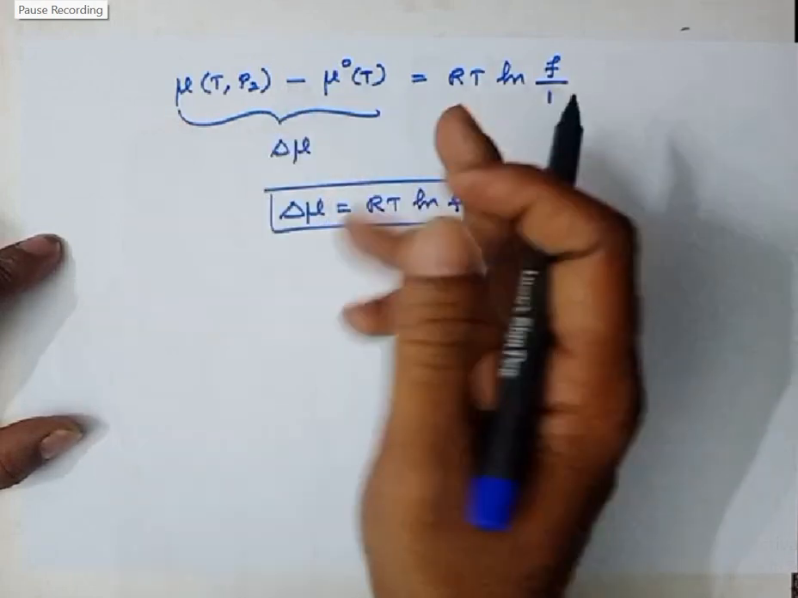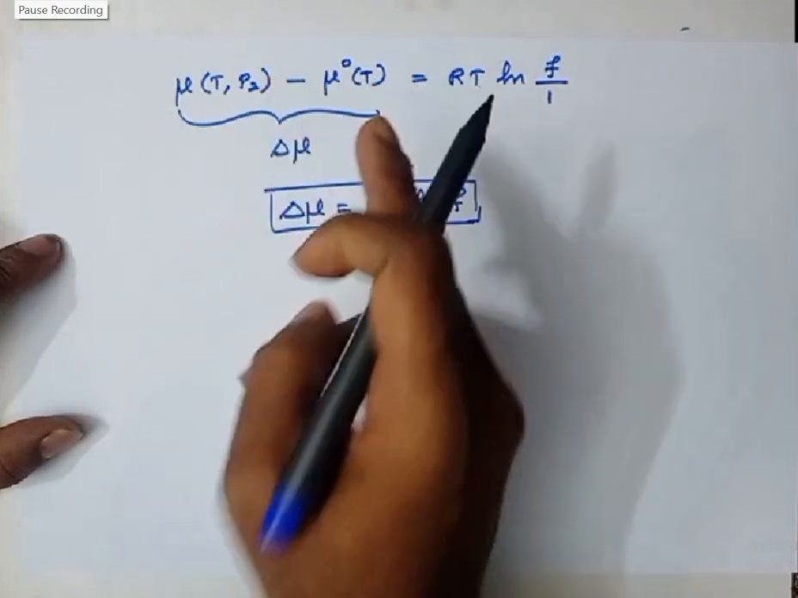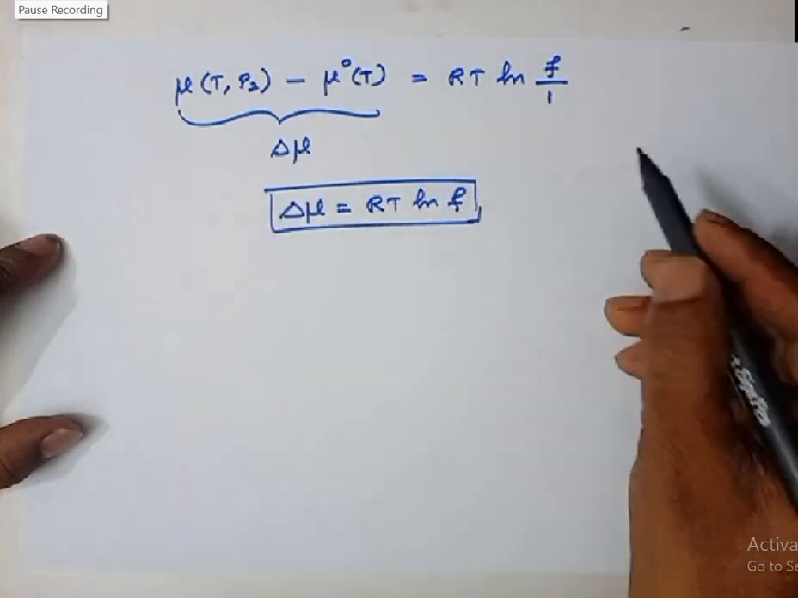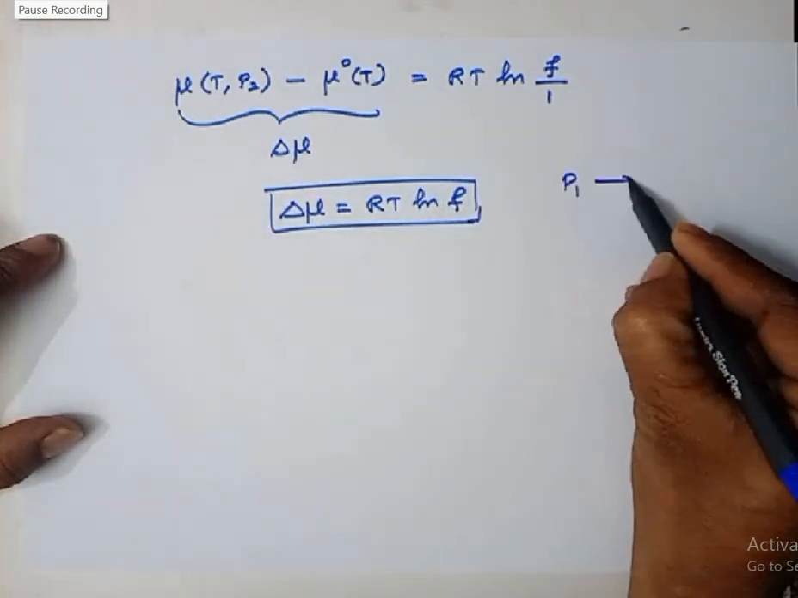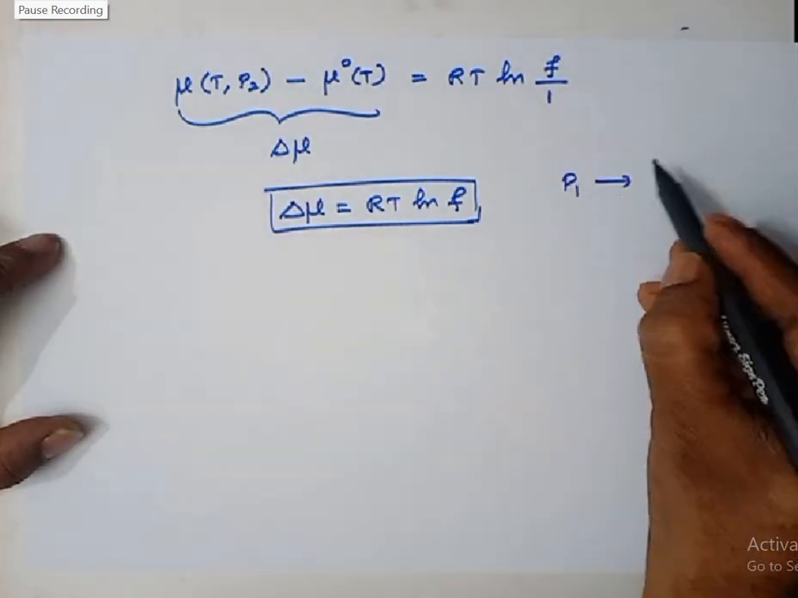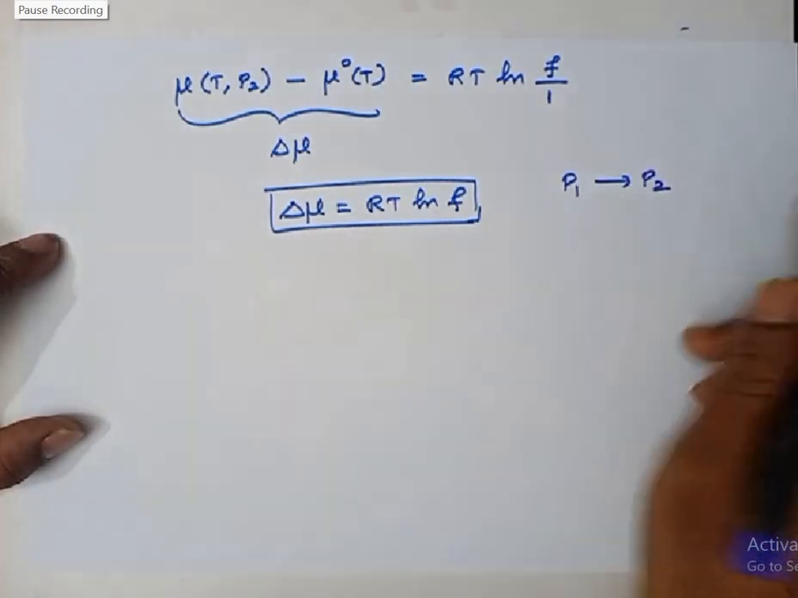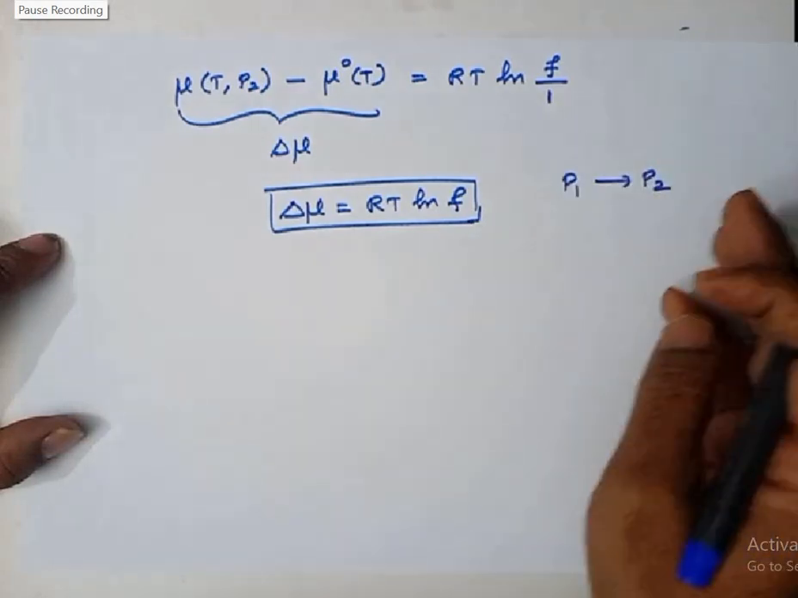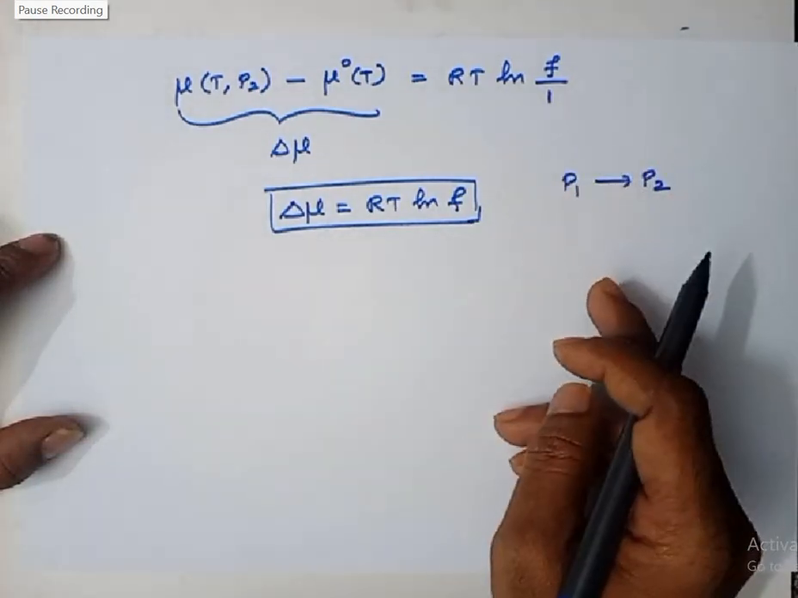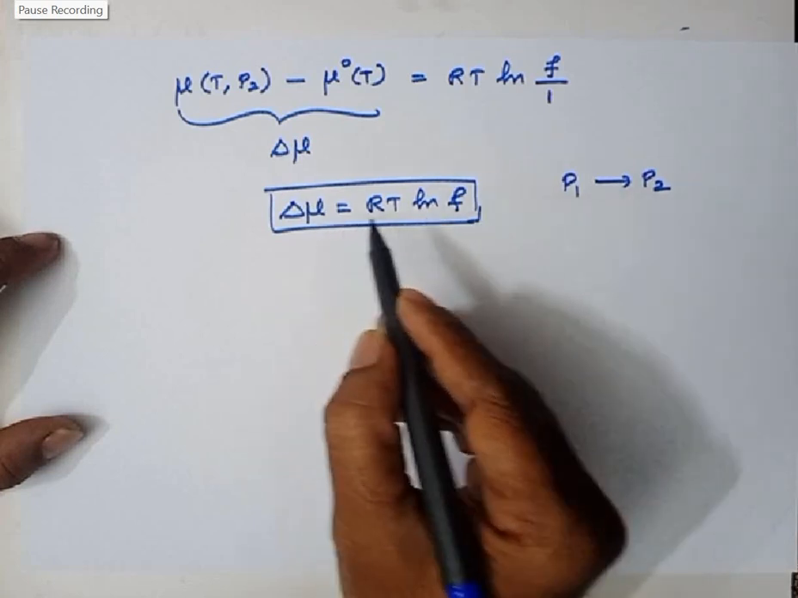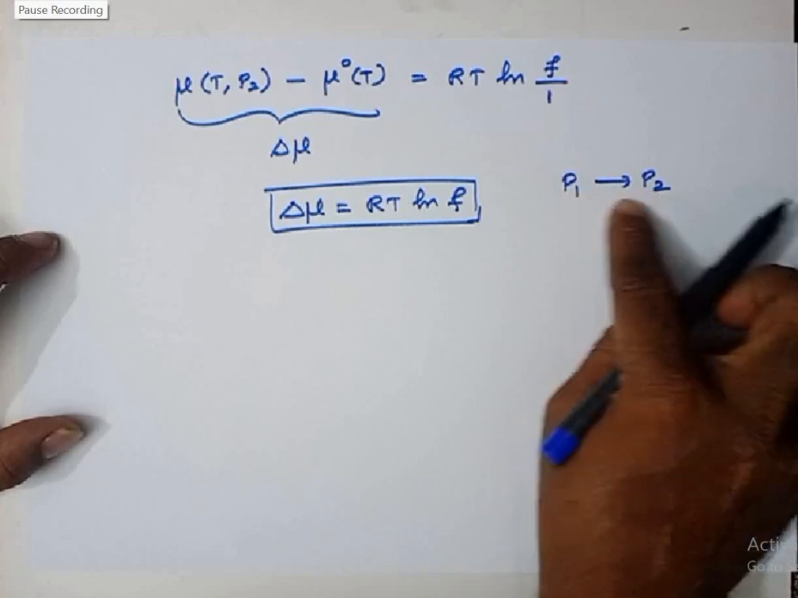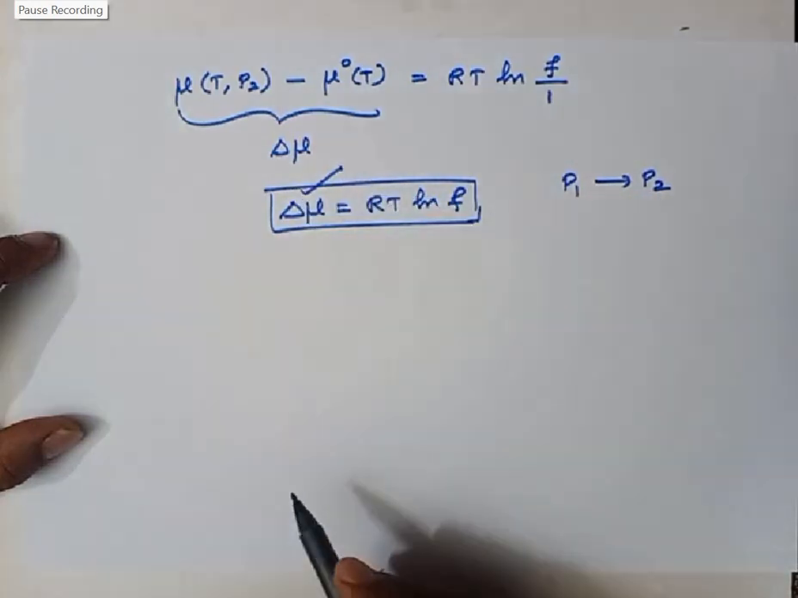Delta mu, you know, delta mu is experimentally measurable. So, since you can measure this experimentally, when a gas undergoes change in pressure, you take a real gas, change the pressure of the real gas P1 to P2. Okay, now what is the change in chemical potential due to change in pressure? Yes, this we can obtain experimentally.